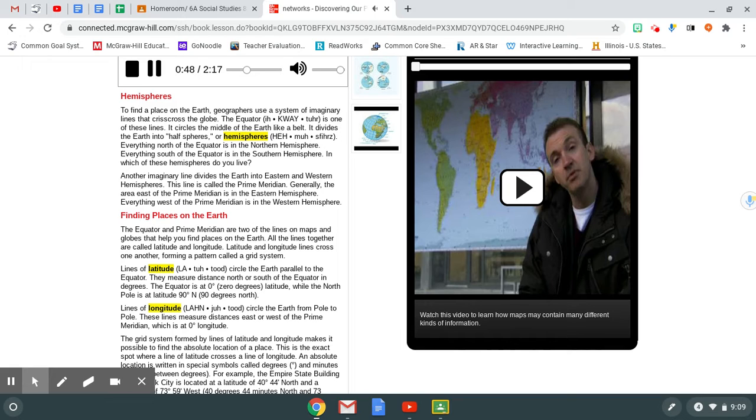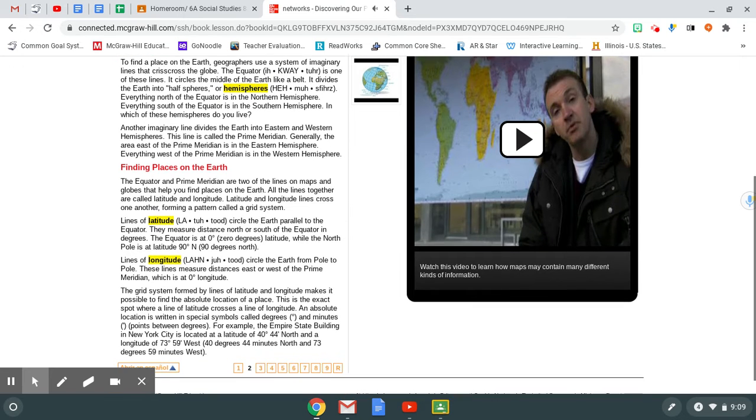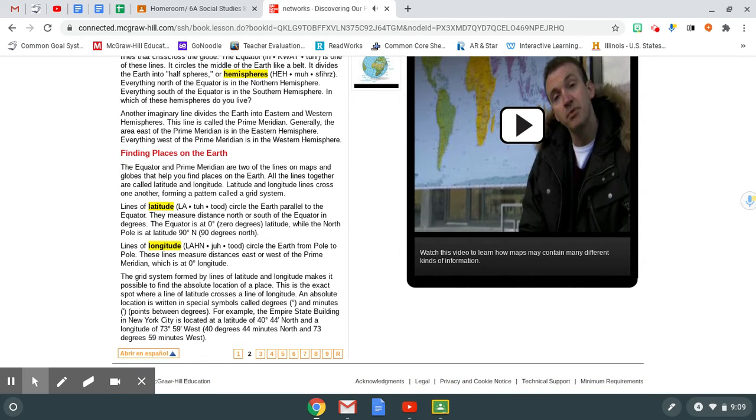Finding places on the Earth. The equator and prime meridian are two of the lines on maps and globes that help you find places on the Earth. All the lines together are called latitude and longitude. Latitude and longitude lines cross one another, forming a pattern called a grid system. Lines of latitude circle the Earth parallel to the equator. They measure distance north or south of the equator in degrees.